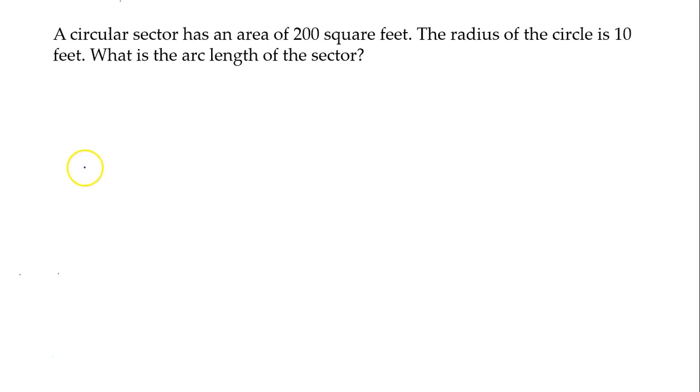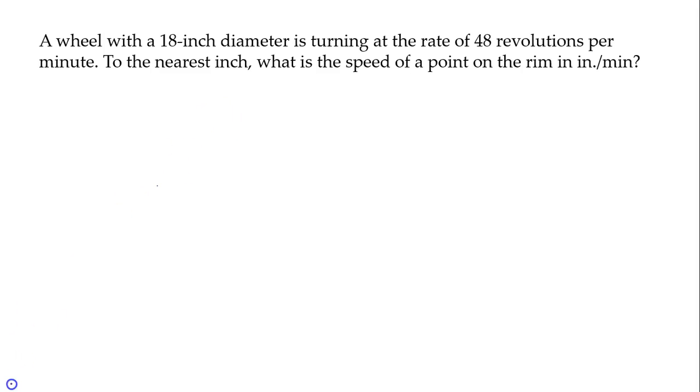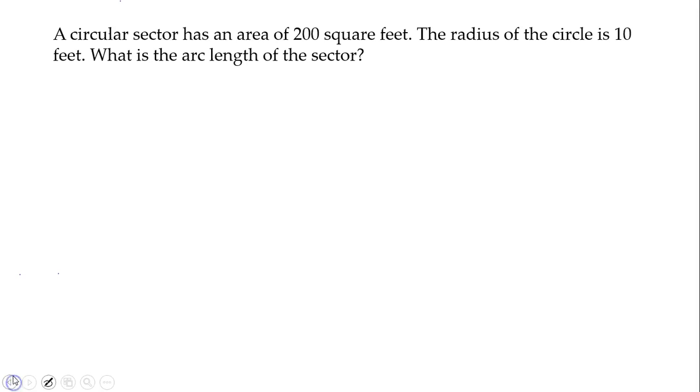All right, so this question is a lot like one of your quiz questions from the last quiz that we took. We're going to be using both arc length and area of a sector formula in this right here. I'm going to go ahead and write those down. So area equals 1/2 r squared theta, and arc length.